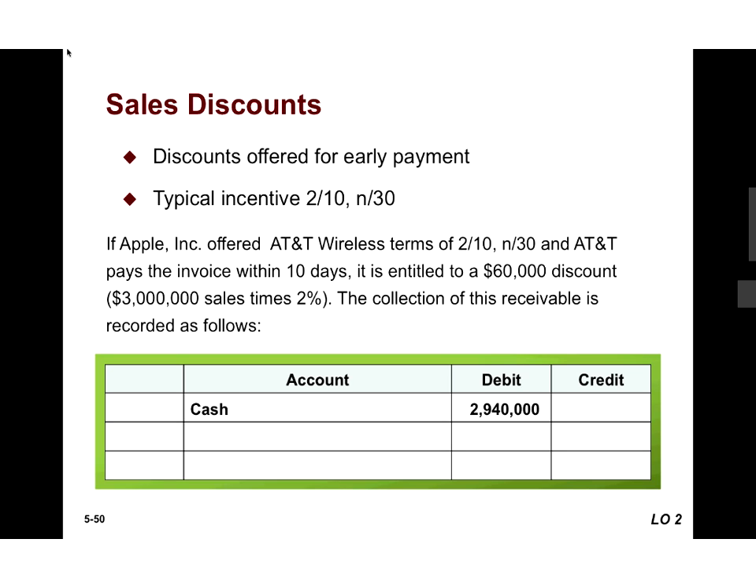So then the difference between the two, our debits have to equal our credits. The difference, the $60,000, is going to be debited to sales discount. Okay? So if I were figuring this out on my own, I would do the cash debit. I would do the accounts receivable credit for the full amount, and then the difference is that discount, and it goes to an account called sales discount.